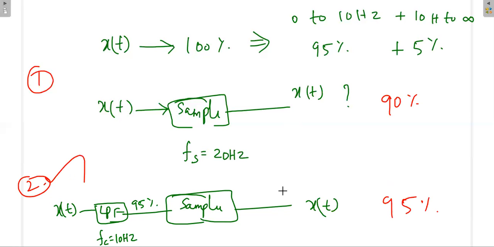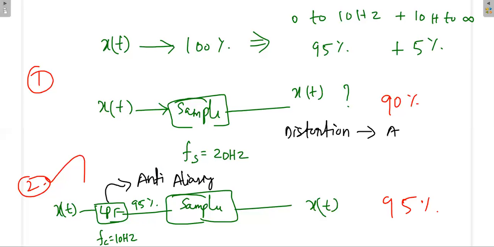So that's why whenever you see the sampler, there will always be a low pass filter. The name of this low pass filter is called the anti-aliasing filter. Again, what is aliasing? The distortion is called aliasing. We know when the distortion will happen.